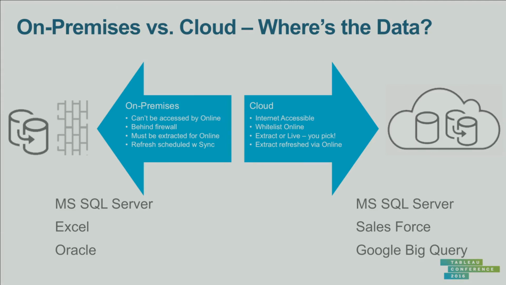Excel and Oracle are other examples of things you would really only find on premises. And Excel is a file-based data source. It's not really a way to just put it on the internet. We can talk about Google Sheets later if you'd like.